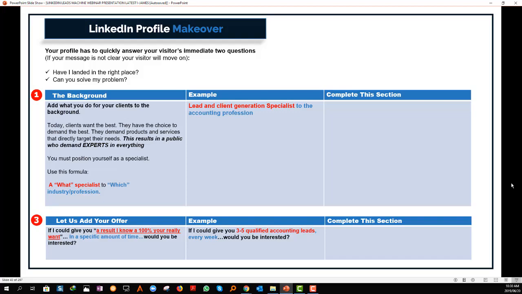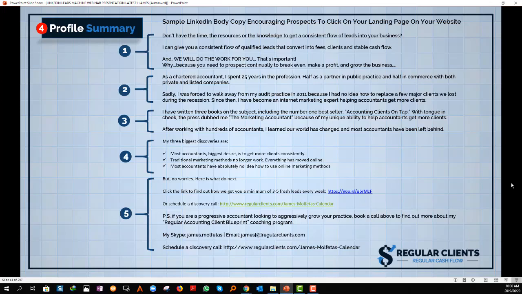There's a couple of examples. So you can just go ahead and fill that in. And that's the first piece taken care of. Now, let's get into the detail of the summary.